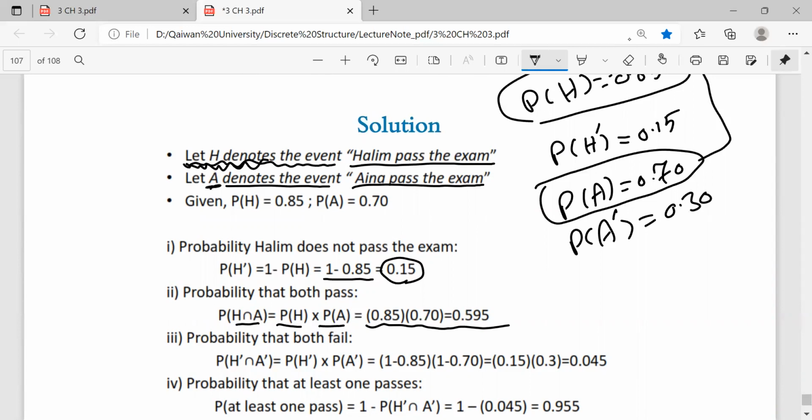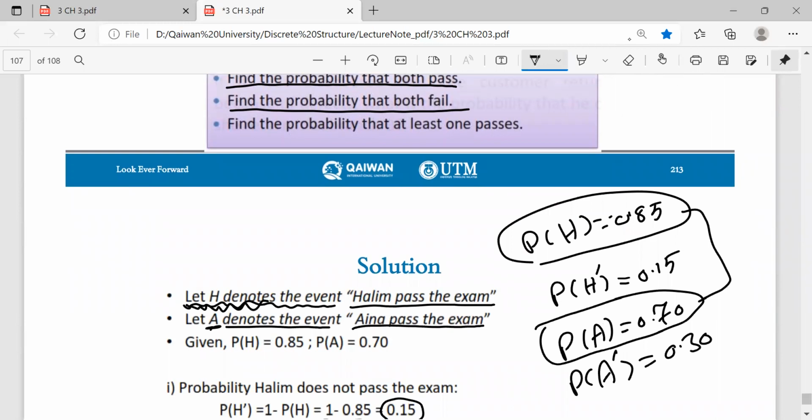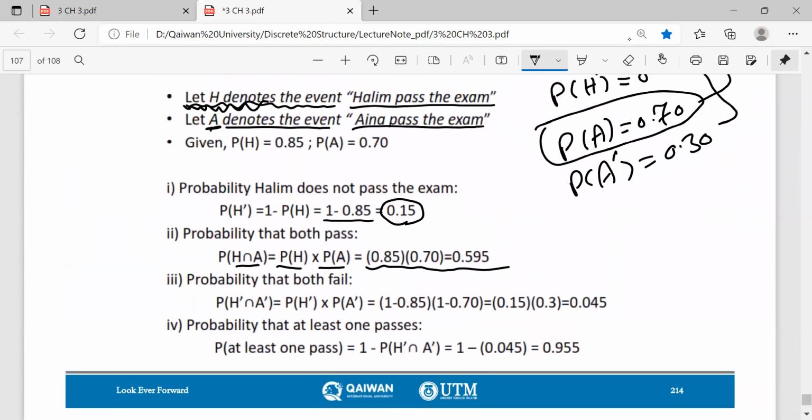Then probability of both fail. Find the probability that both fail. If both fail, the probability of failing Halim is 0.15, and probability of failing Aina is 0.30. We multiply these two, we get the result. It is probability of H complement times probability of A complement. Probability of H complement is 1 minus probability of H, which is 0.15. And probability of A complement is 0.30. We multiply these two, we get the result.